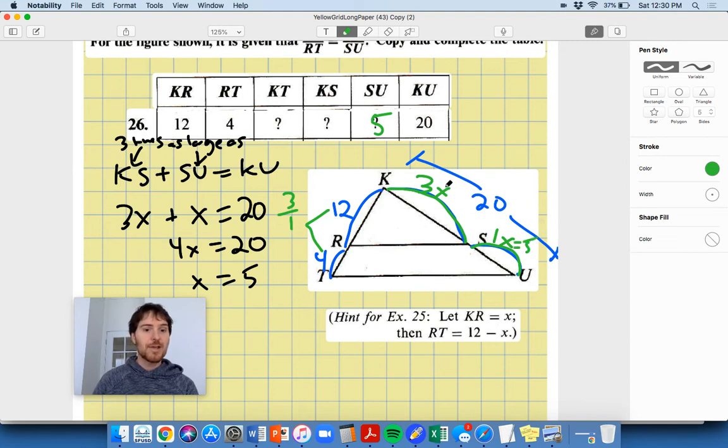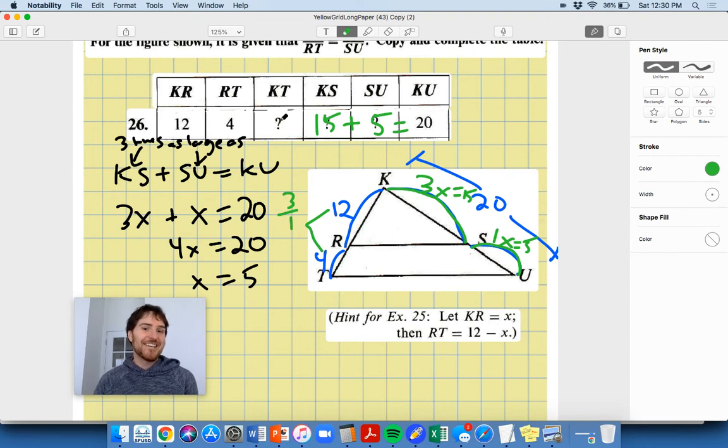And 3x, what does 3x equal? Well, what's 3 times 5? 3 times 5 equals 15. So I got 15 for Ks and 5 for Su. Does my answer make sense? Yes, it does, because by the segment addition postulate, 15 plus 5 would equal 20. Part plus part equals whole, and we're good to go there. This was an easy problem here.